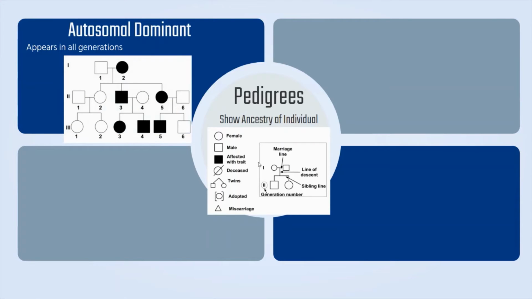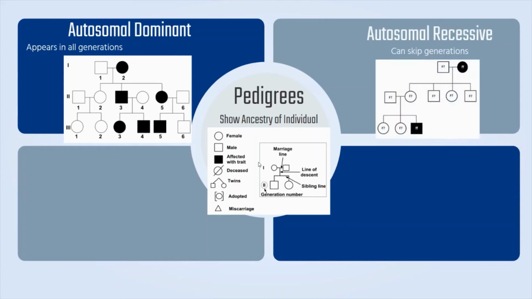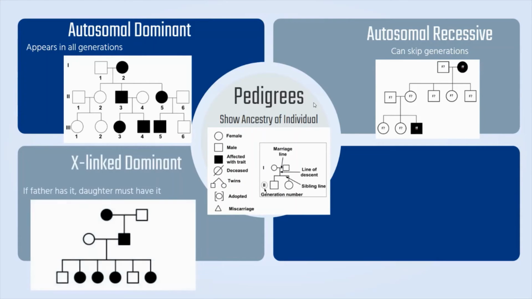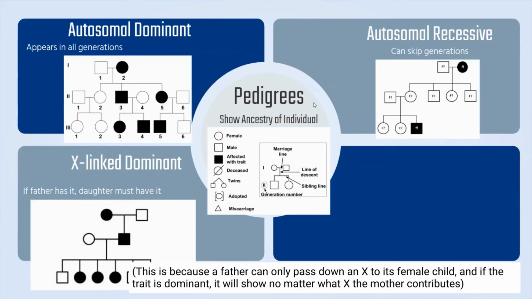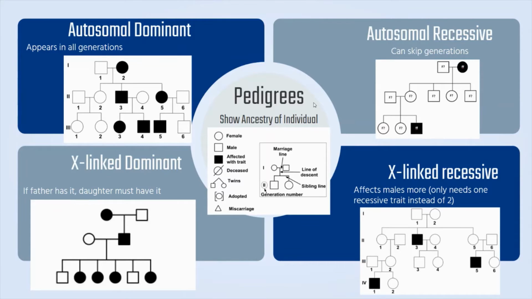So in autosomal dominant pedigrees, the trait will appear in all generations. And autosomal basically means it's not sex-linked. In autosomal recessive, it can skip generations. In an X-linked dominant pedigree, if the father has it, the daughter must have it. Finally, in X-linked recessive, it will usually affect males more because they only need one recessive allele instead of 2 in order to have the trait. Because a male will be XY and only needs one X with the gene.